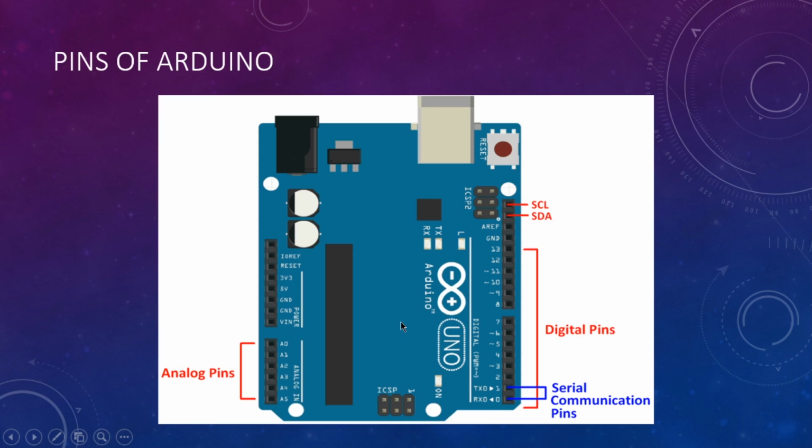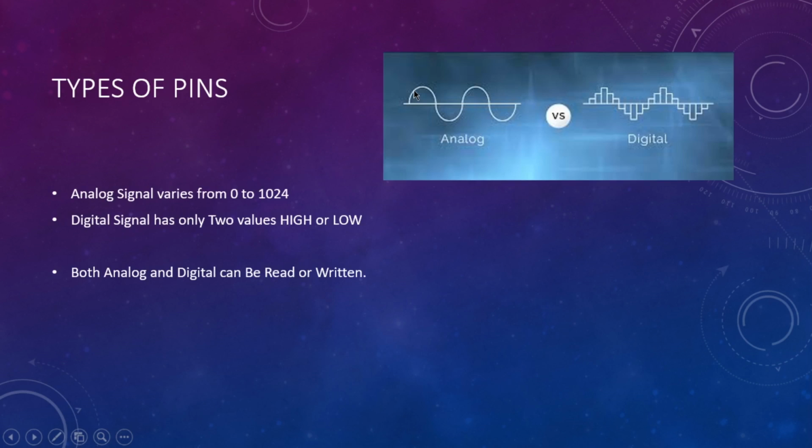Types of pin. Analog and digital are different in magnitude. Analog travels from 0 to 1024. This is 0, this is 1024. Assuming 0, 10, 20, 30 like this, it goes on and reaches 1024.